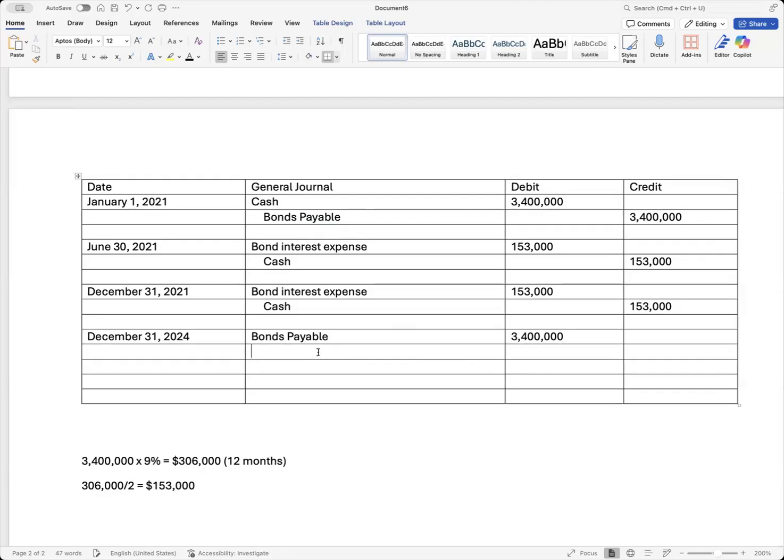And then I'm going to pay back whoever I gave this bond to, I'm going to pay them back by cash. So I need to take this out of my cash, and to take cash out of my account, I make a credit. And that is question number 1. Thank you.